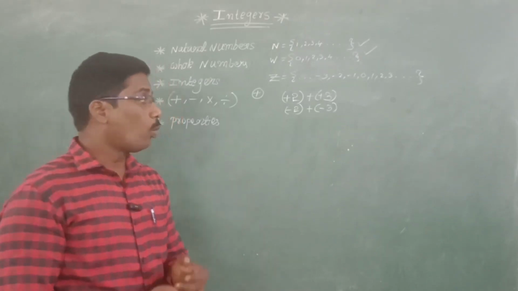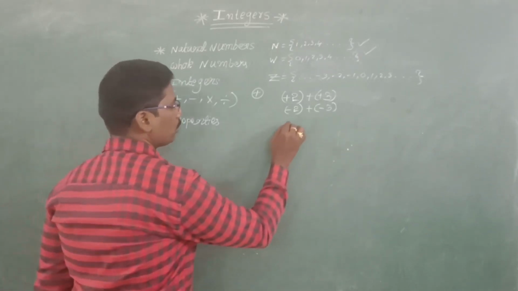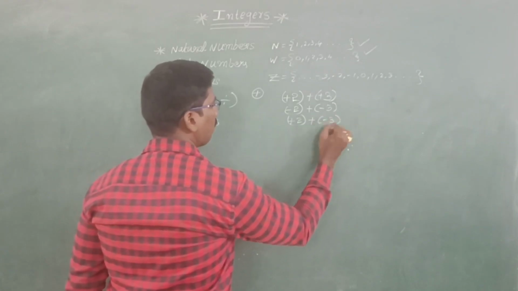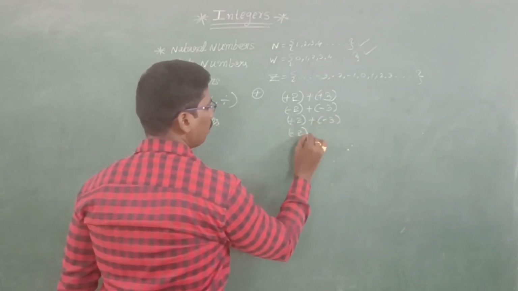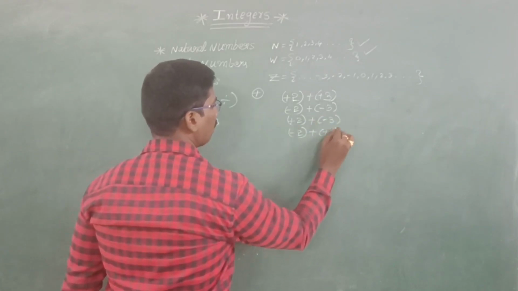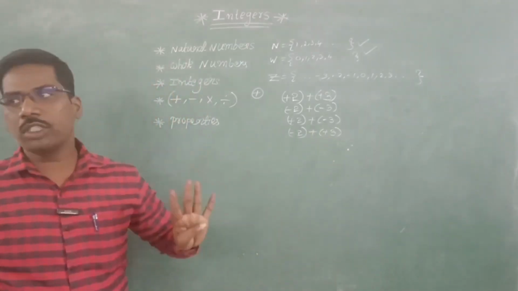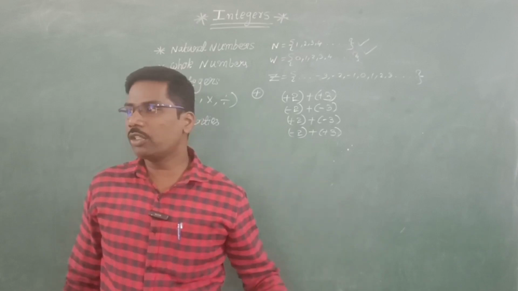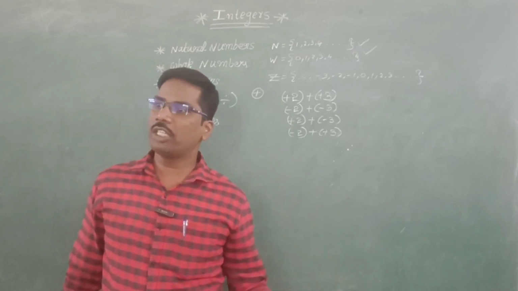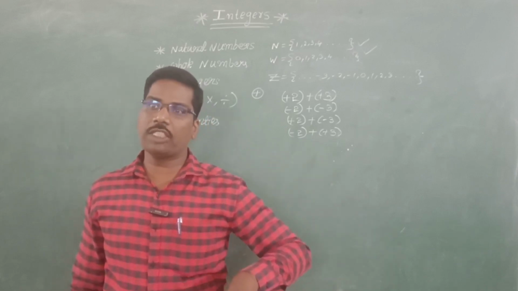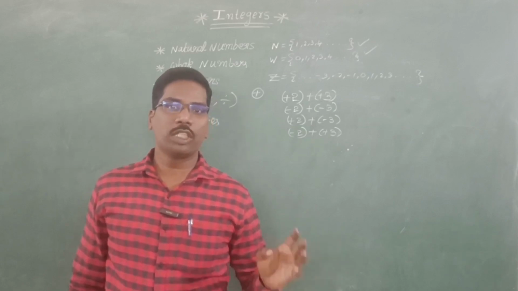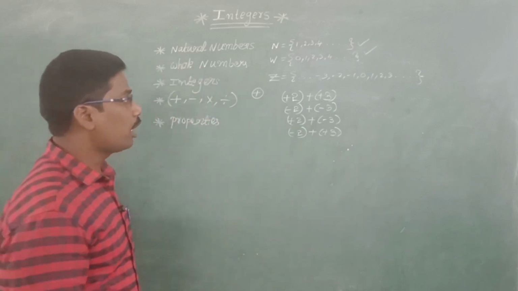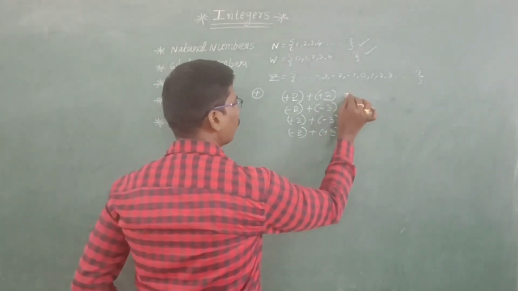Now, one positive, one negative. So this is plus 2 and this is minus 3. This is minus 2 and this is plus 3. These are the four possibilities. If you take any two numbers, either both are positive or both are negative, or the first one is positive and the second one is negative, or the first one is negative and the second one is positive. These four types you have to learn while we are doing addition.